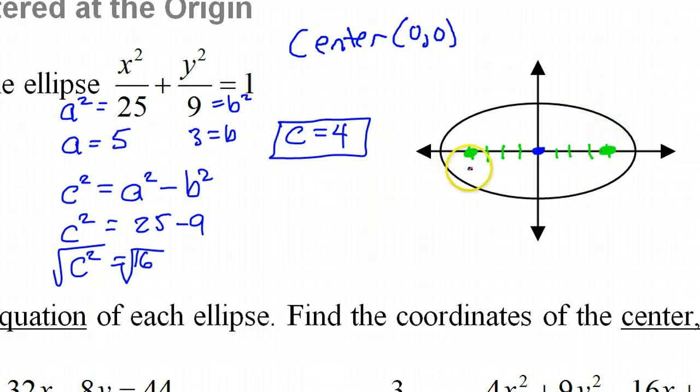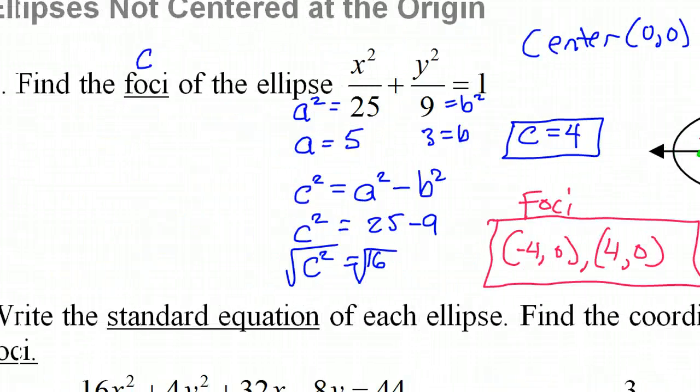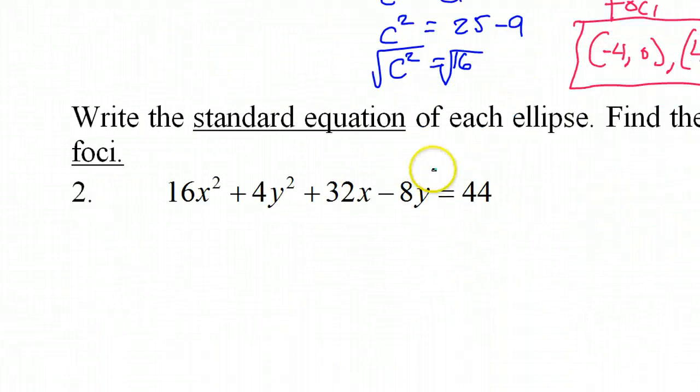So that means the foci are going to be negative 4, 0, and positive 4, 0. So these are the foci. Some people say foci. Alright, that's it for number 1.